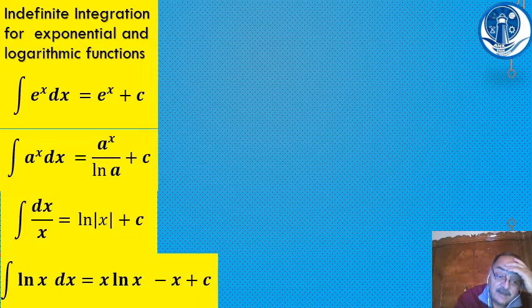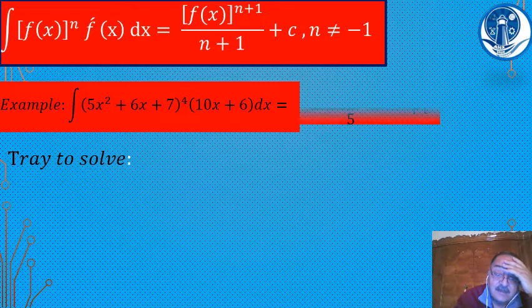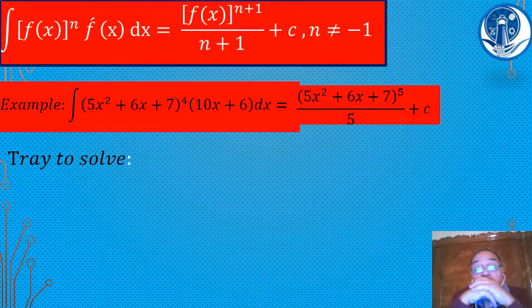The integral of ln x dx is x ln x plus c, which is okay. Here is another important rule.